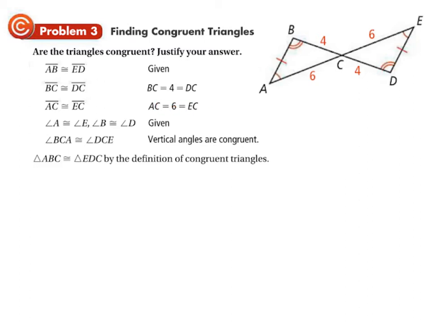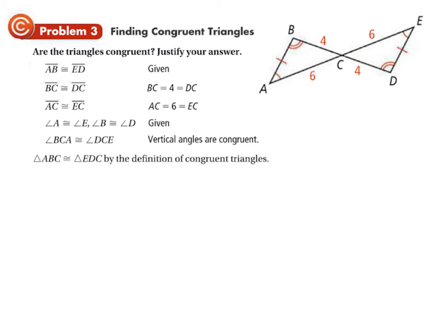Now, we also know that angle A is congruent to angle E right here. That was given. And we know that angle B is congruent to angle D. That was also given. Okay, so we have 5 of the 6 things. We have 1, 2, 3 sides are congruent, and 1, 2 angles are congruent. We just need to know about this last angle. And what do we know? Well, we can't name it with just C because there's multiple angles coming off it. So we can say angle BCA is congruent to angle DCE because they're vertical angles and vertical angles are congruent.